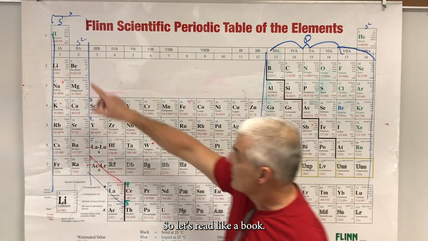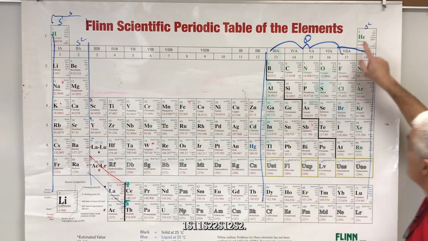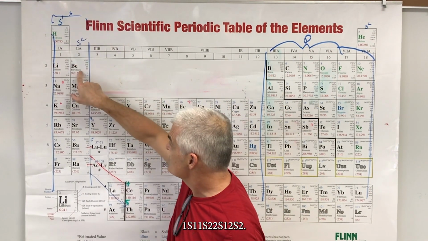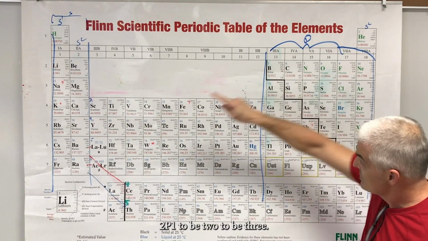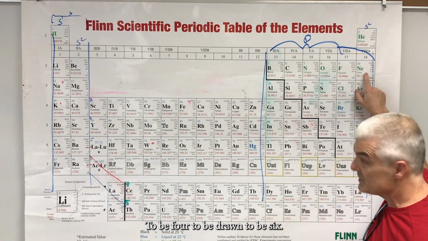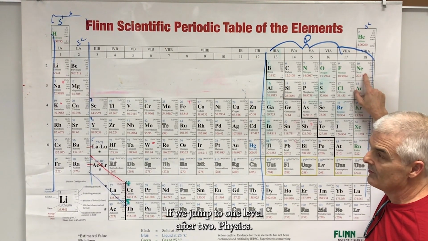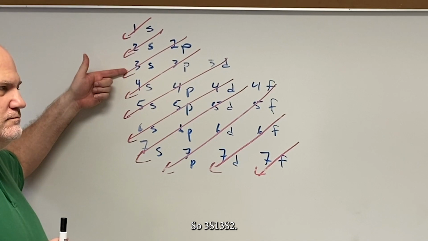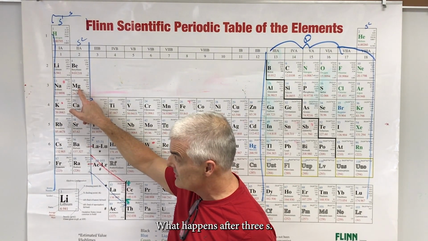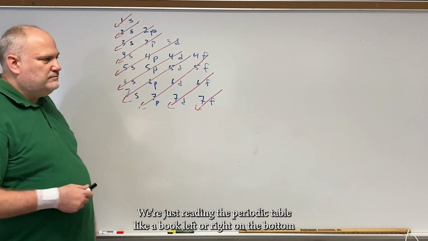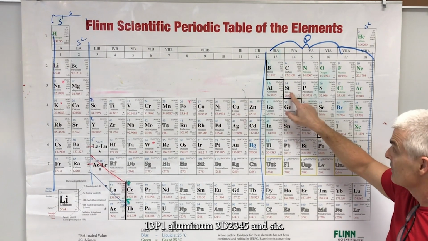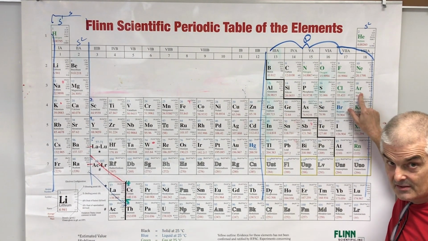So let's read it like a book. 1s1, 1s2, 2s1, 2s2, 2p1, 2p2, 2p3, 2p4, 2p5, 2p6. Then we jump to what level after 2p6? Now you're at the 3s. So 3s1, 3s2. What happens after 3s? You hit the 3p set. We're just reading the periodic table like a book, left to right, top to bottom. 3p1 aluminum, 3p2, 3, 4, 5, and 6.